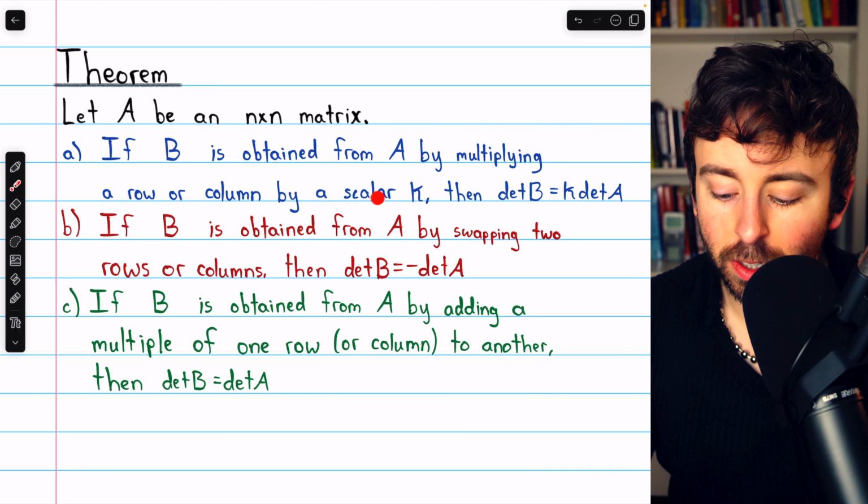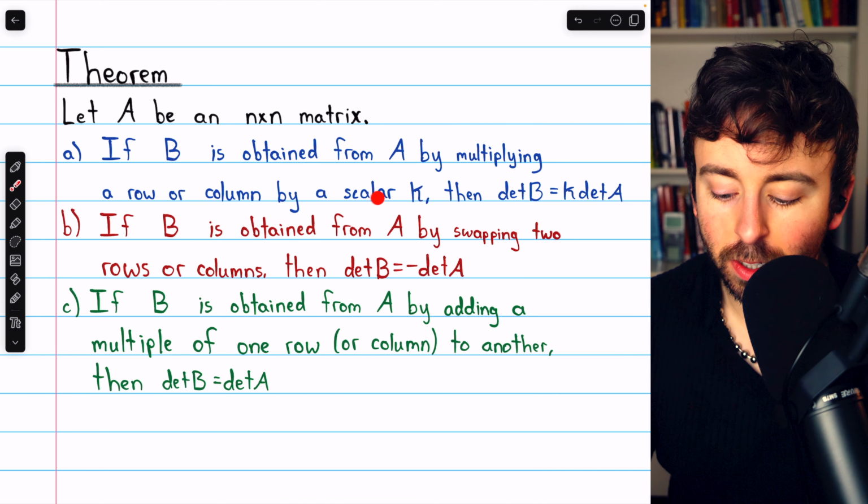Lastly, perhaps the nicest rule of all, if B is obtained from A by adding a multiple of one row or column to another, then the determinant of B is actually unchanged from A. The determinant of B equals the determinant of A if a multiple of one row or column is added to another. This rule will be easier to justify once we've proven a few more properties of determinants, so we will postpone explanation for now, but this is what it could look like.